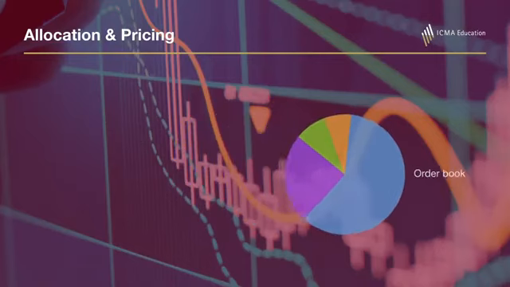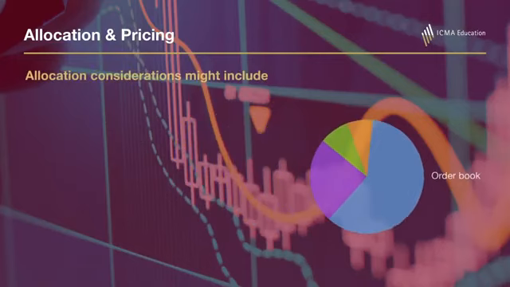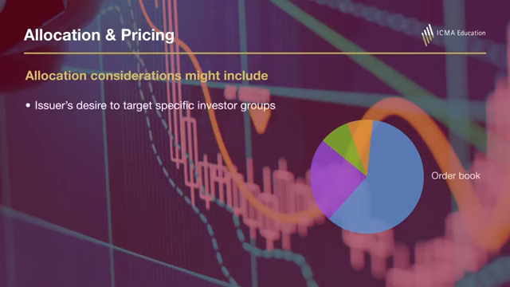So if we take a look at the considerations that might be included when considering what allocations to give investors, firstly, it's usually the issuer's desire to target a specific investor group. So, for example, the long-term investors, or as we would call them in the market, the buy and hold investors. Those are the investors that take the bonds, lock them up and keep them really until maturity. So very little secondary trading. You do want to see a little bit of liquidity in the deal, so they will also allocate to some of what we would call faster money.